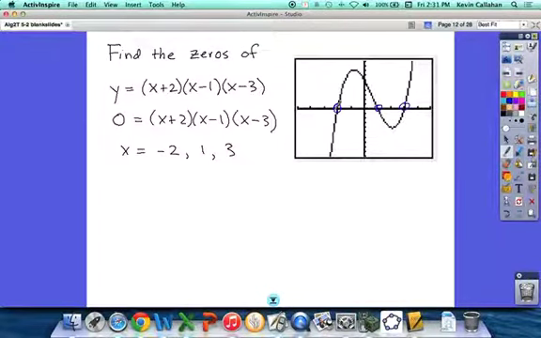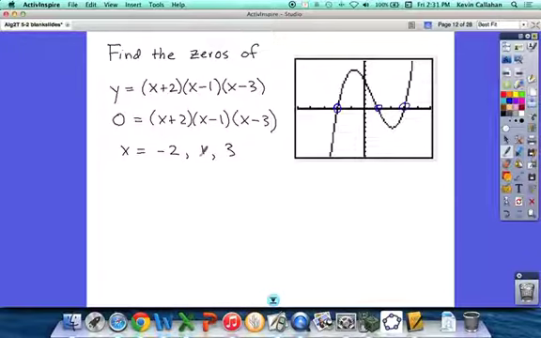Right? And does that look right? Okay, -2, 1, and 3, those look correct. So now we have to notice the relationship between, these are called zeros, right? These are called linear factors, right? So notice the relationship. Start with the 1.